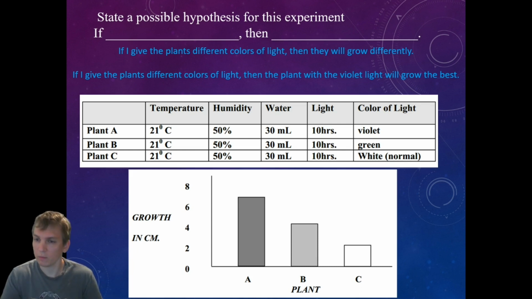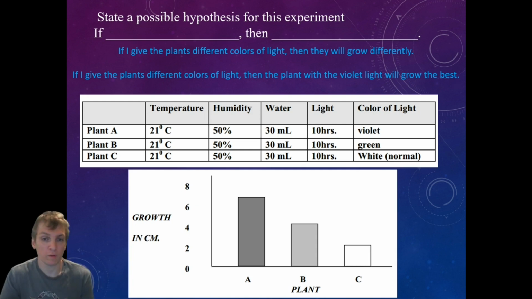Let's assume you already knew that different colors of light will affect different plant heights, but you want to know which color is the best. Then you can come up with the second hypothesis over here that I have. If I give the plants different colors of light, then the plants with the violet light will grow the best. Okay, so that's a little bit more specific.